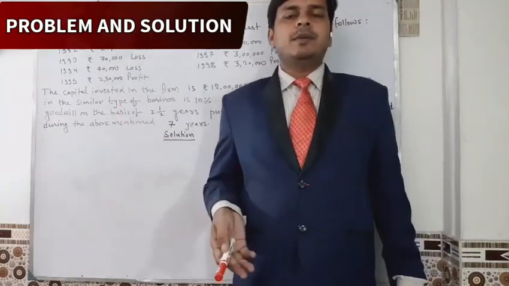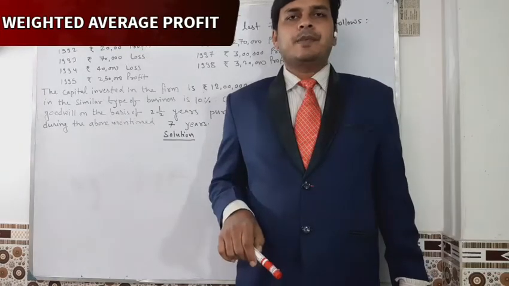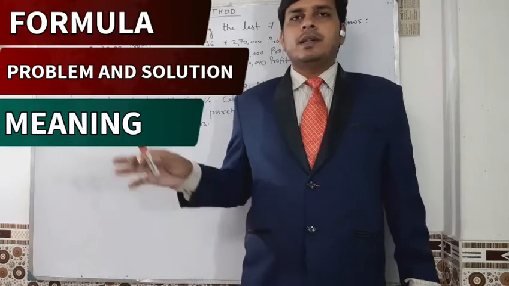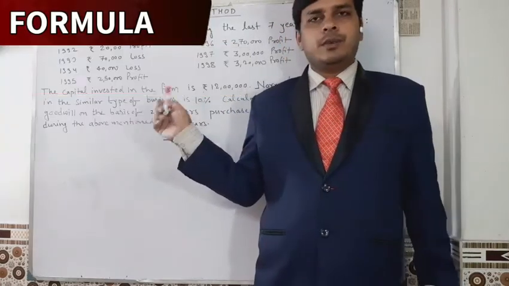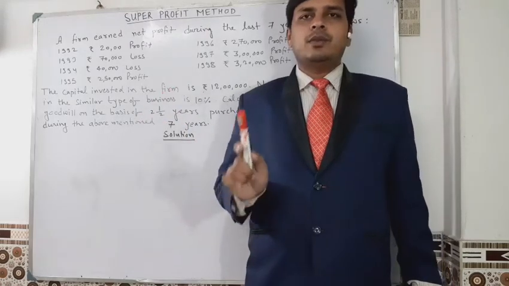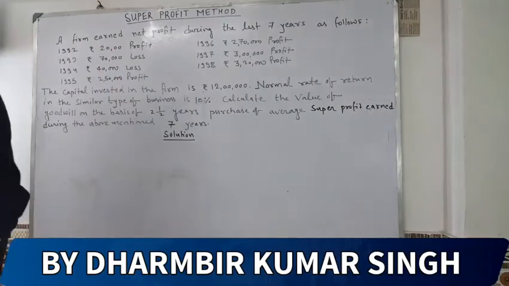In the previous video I also discussed the weighted average profit method, with problem and solution, definition, meaning, formula, each and everything. In this video you will know about the problem and solution of the super profit method. This is Partnership, Chapter 2, Goodwill. Please see it, super profit method.